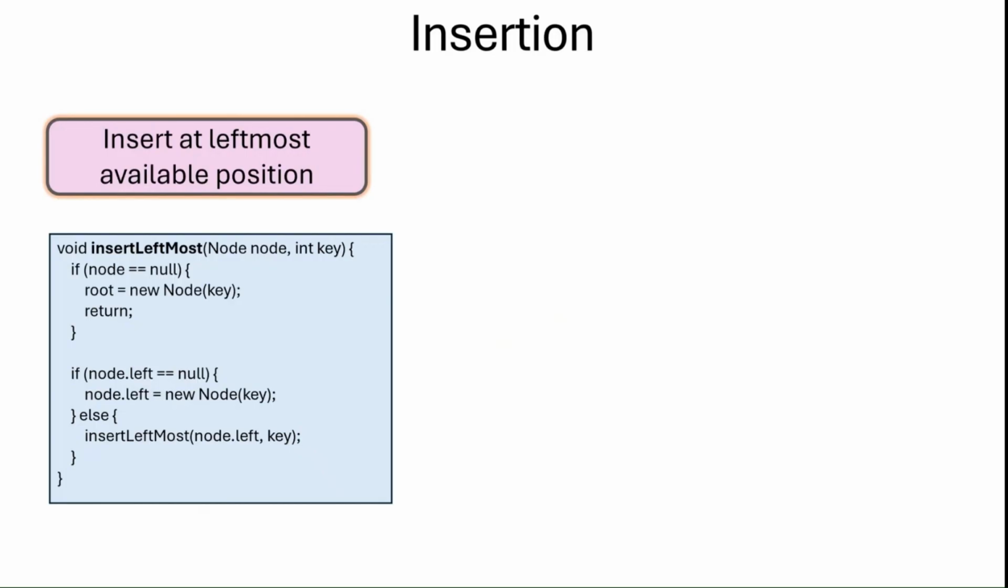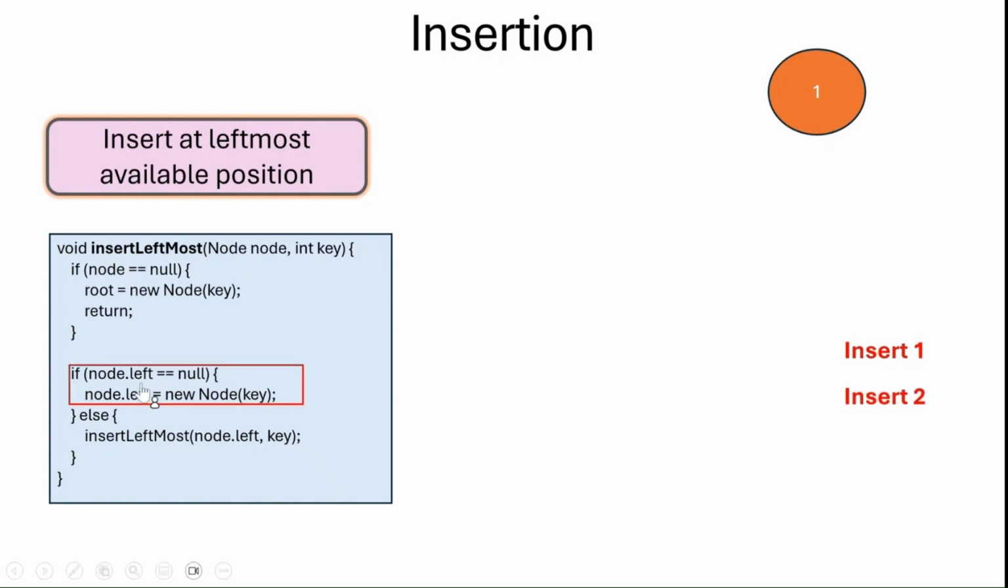Now the second way to insert a new node is to insert at the leftmost available position. Let's understand with the code example, insert leftmost. When we want to insert one, we check if the node is null, so we don't have a root yet, and the root will be created, which is 1. Then when we do insert 2, it will come here, node left is equal to null, so it will assign the left child. Basically, because we are inserting at the leftmost available position.